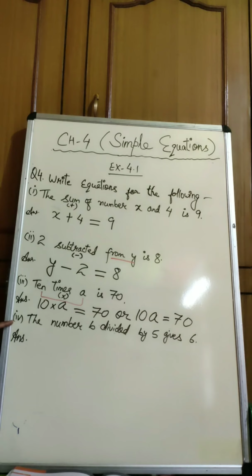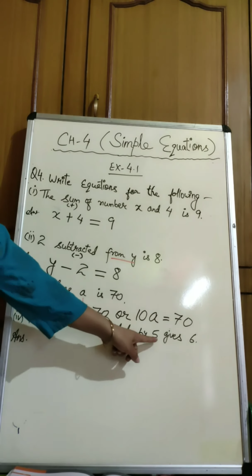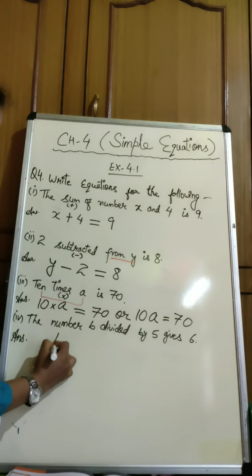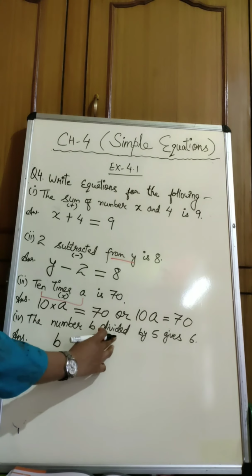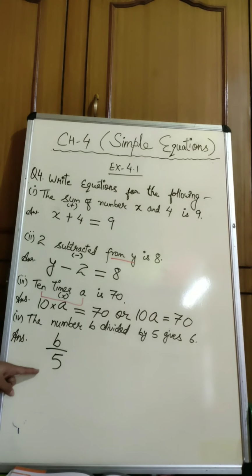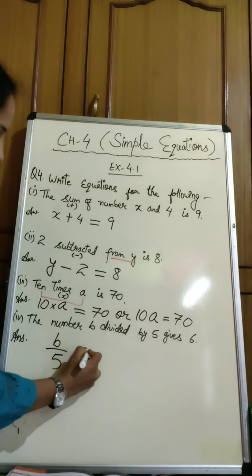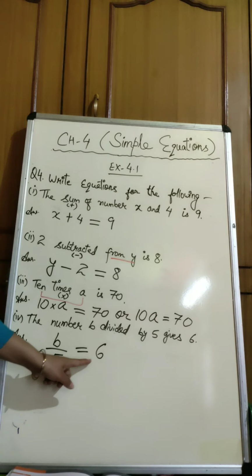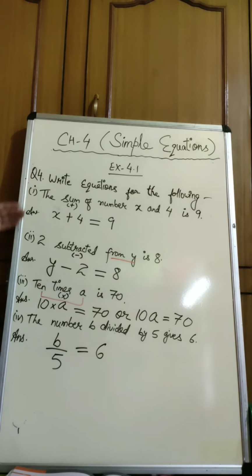Now the fourth part: the number b divided by 5 gives 6. So we will write b divided by 5. Divided by, do you know the symbol? It is this, by 5. So b divided by 5 gives means equal to 6. So we will write it as b upon 5 is equal to 6. Okay, I think these 4 parts are clear.